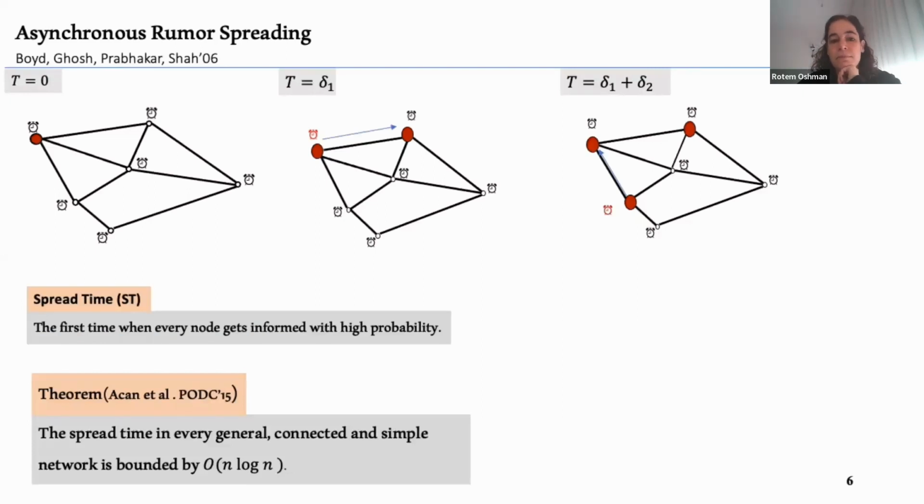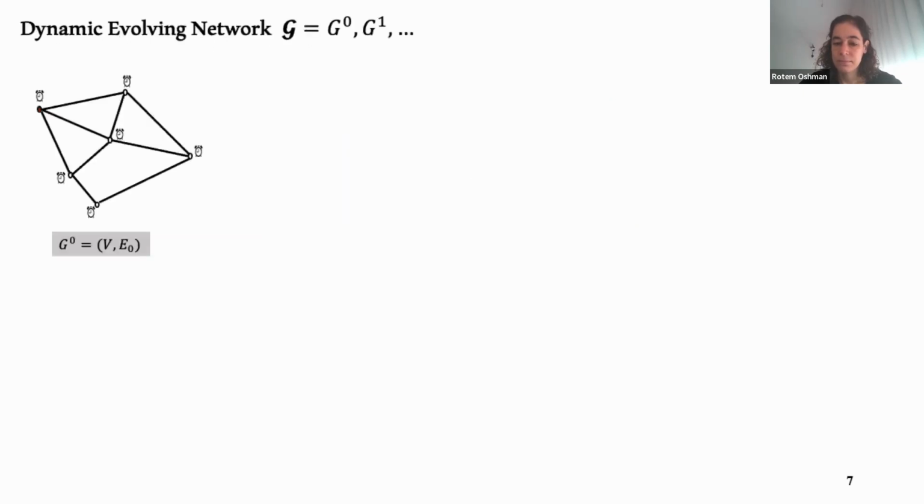In this work, we mostly focus on the spread time of the asynchronous rumor spreading in dynamic graphs. A general result due to Giakkoupis and others shows that in a static graph, the algorithm propagates the rumor in any connected graph in O of n log n time, where n is the number of nodes in the graph.